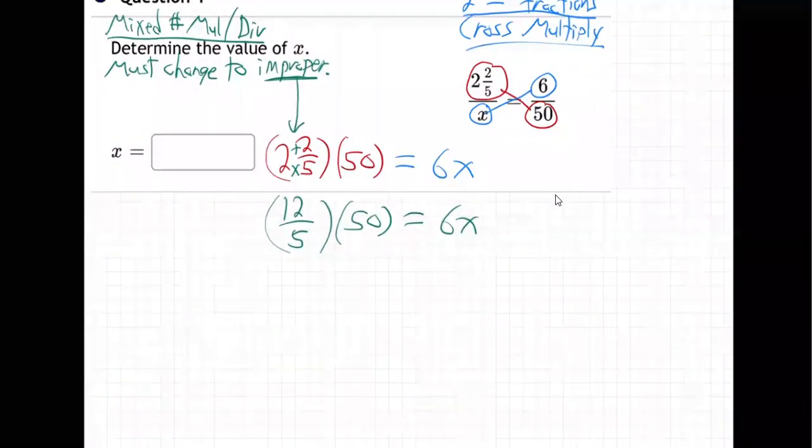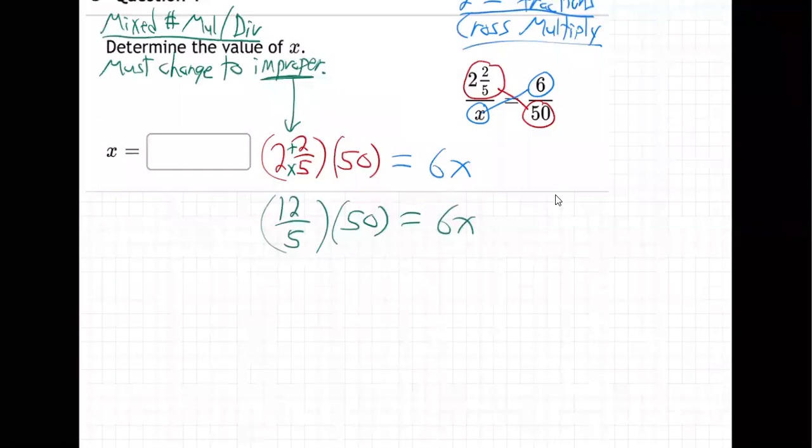So next, how do we multiply 12 over 5 times 50? What do we do when a fraction is interacting with a whole number? You put 50 over 1. Yeah, right. Put this over 1, just to make it look like a fraction. We haven't really changed its value, have we? 50 over 1, 50 divided by 1 is still just 50, but now it looks like a fraction, so we can do what we need to do.